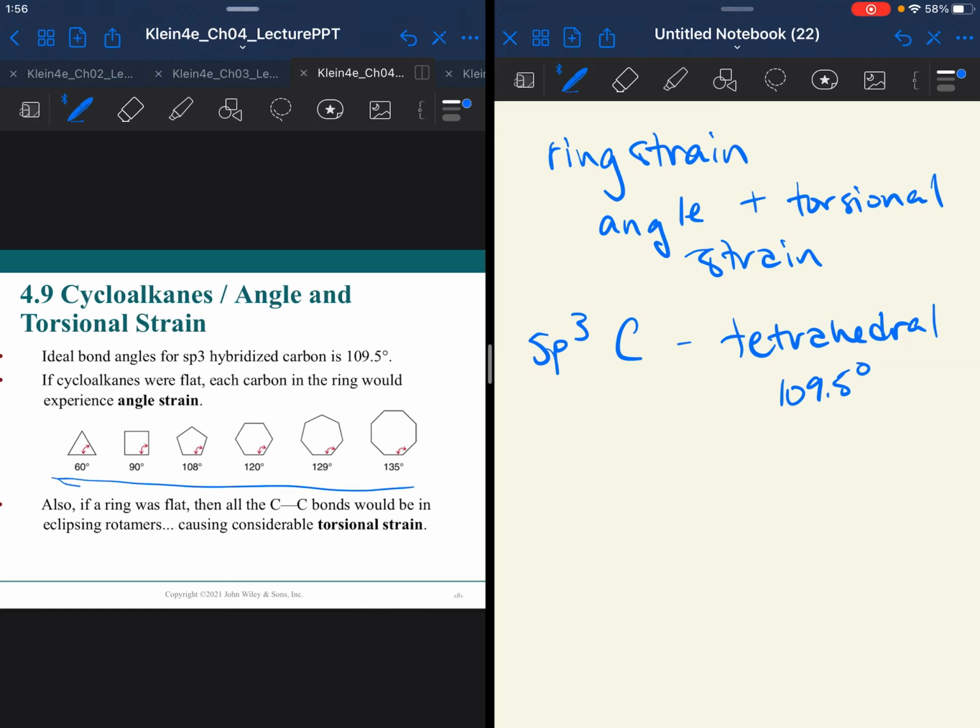So we can see a lot of angle strain in cyclopropane at 60 degrees, in cyclobutane at 90. We see something interesting with cyclopentane. We're getting pretty close. And then we get further away as we get 6, 7, and 8 membered rings.